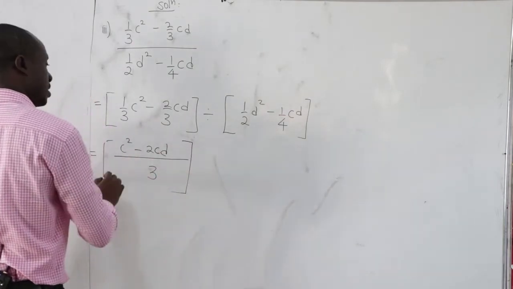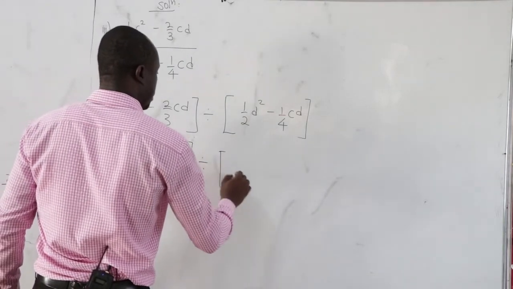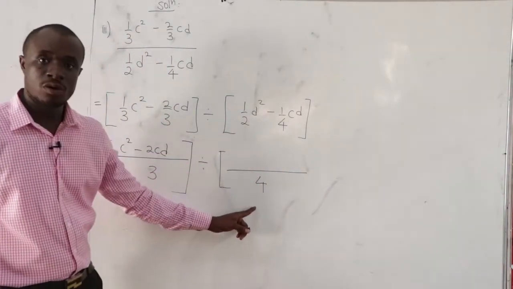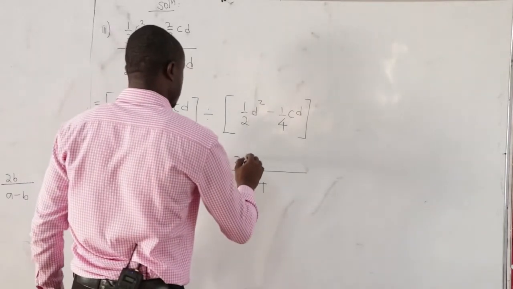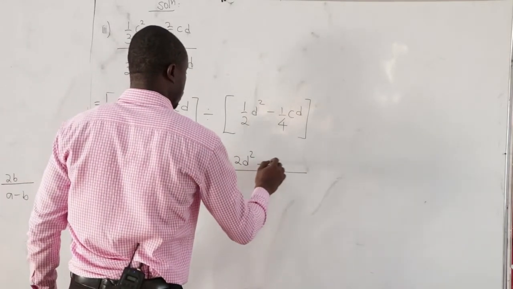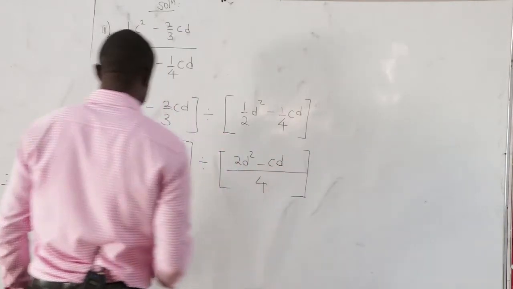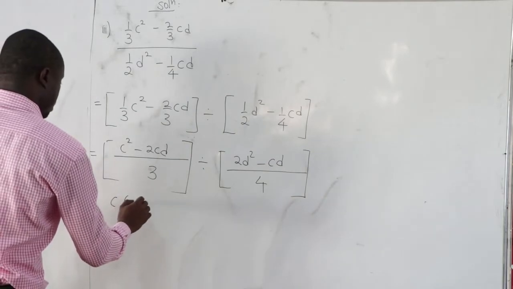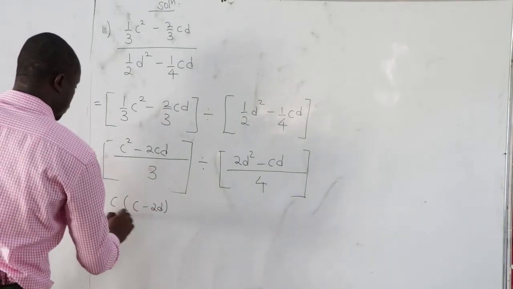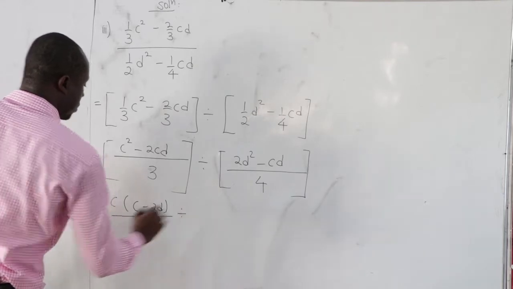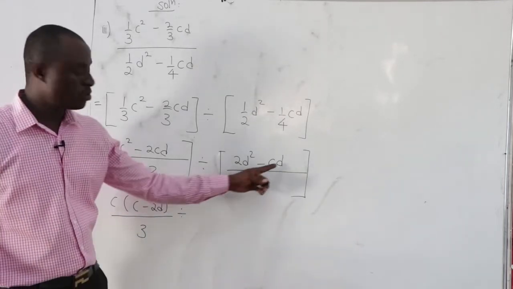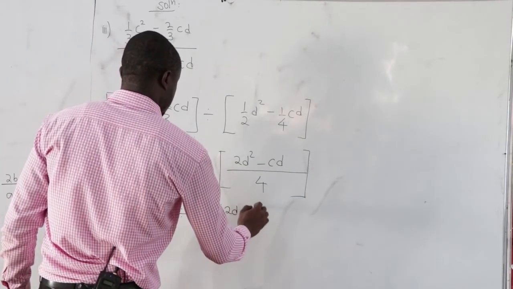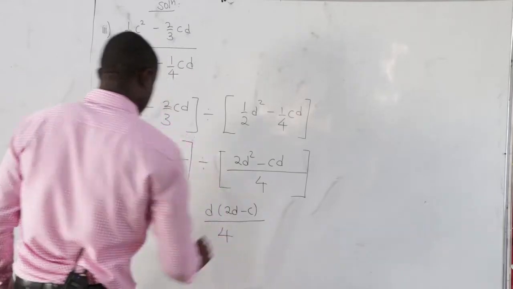So I have my bracket over here divided by, now over here the LCM of 2 and 4 is 4. 2 goes into 4 2 times, so that will give us 2d squared. 4 will cancel 4, minus cd. Now looking at the numerator here, c is common. So let me factorize c out. I'll get c minus 2d all over 3 divided by, now 2d squared minus cd. d is common. Bring d out. What do you have? 2d minus c all over 4.